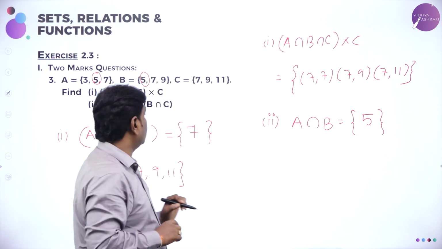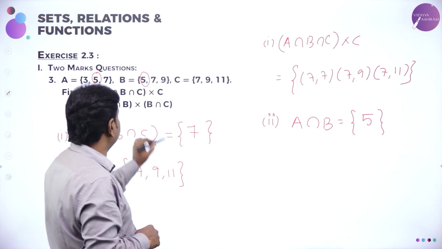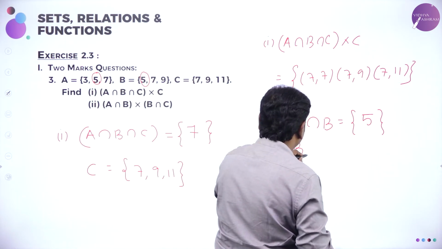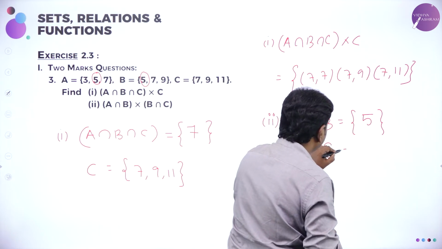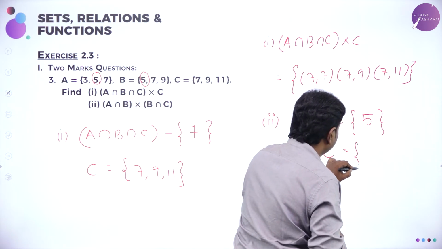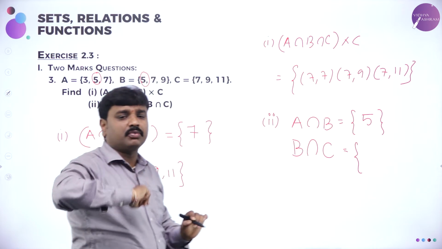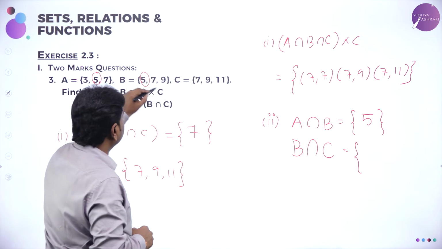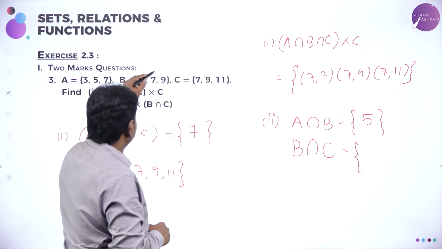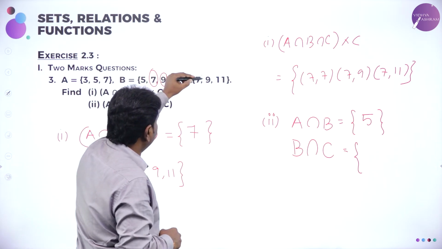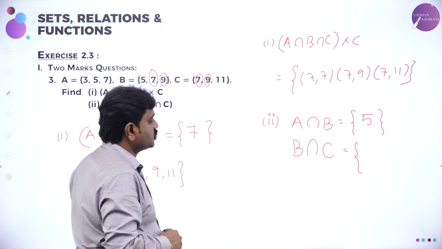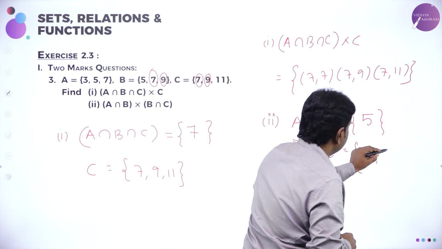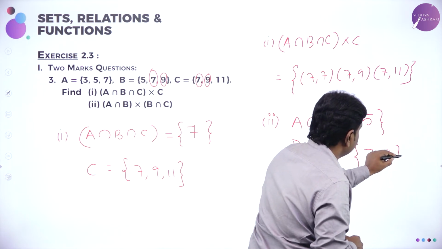A intersection B we got. Now they want B intersection C. So we'll go to B intersection C also. What is meant by B intersection C, my dear students? B intersection C means elements common for both B and C. What is common for both B and C? B is 5, 7, 9; C is 7, 9, 11. So you can see 7, 9 is present in both. This is common in both. So B intersection C is 7 comma 9.